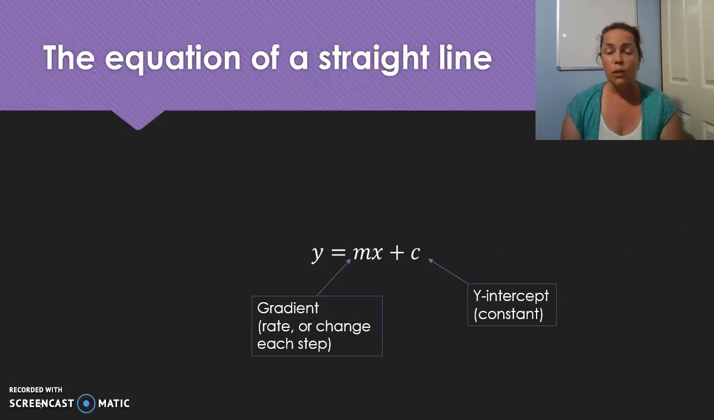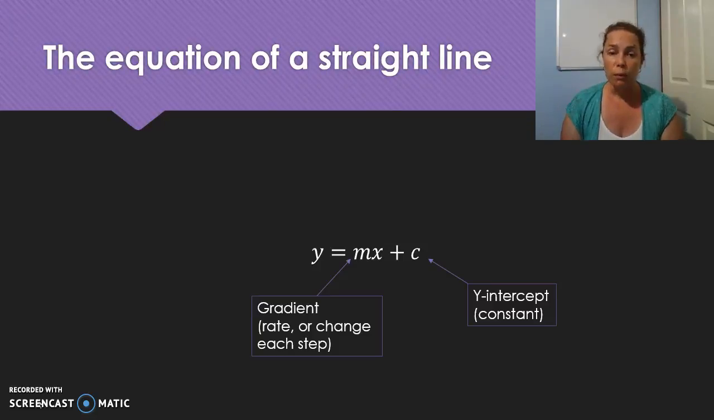The equation of a straight line, y equals mx plus c, has meaning. The x and the y values are the points, the coordinates, and for a point to be on that line, you must be able to substitute in x and end up with the y value that you know. The m is the gradient or rate of change.